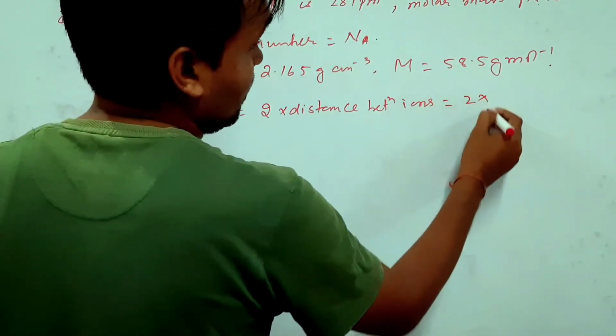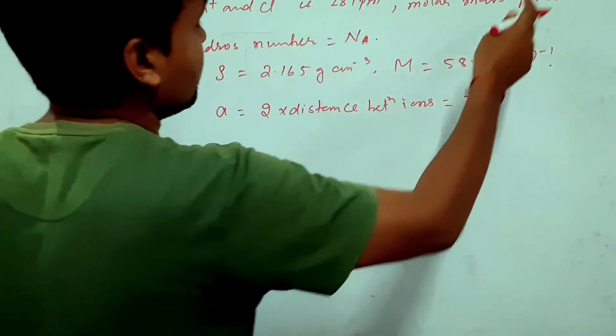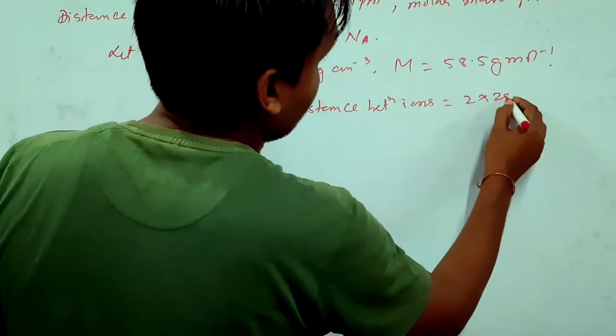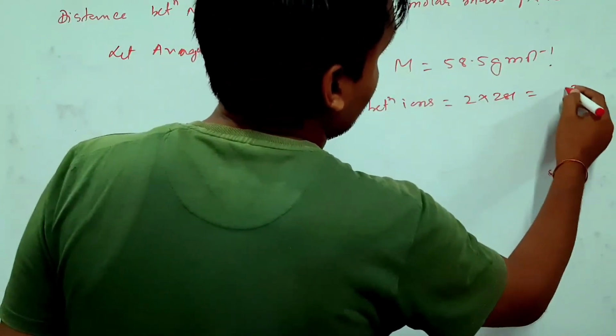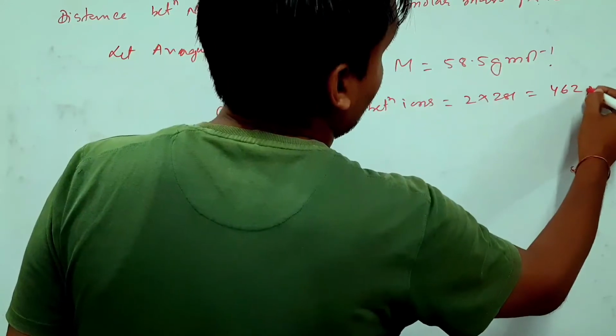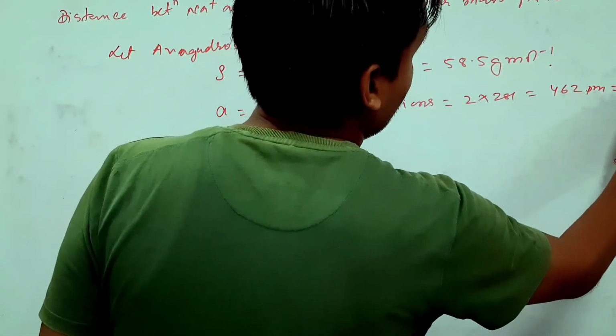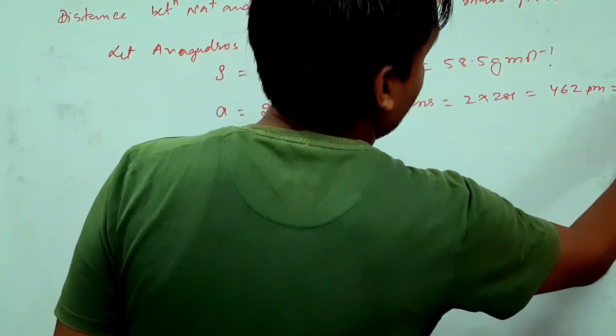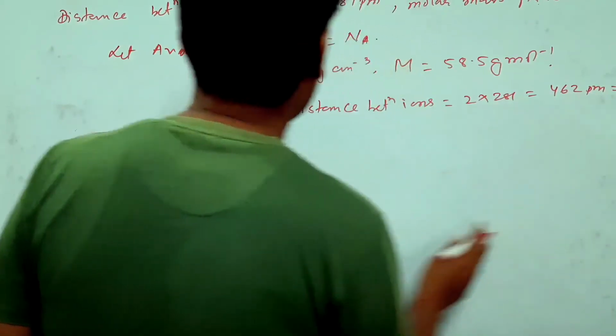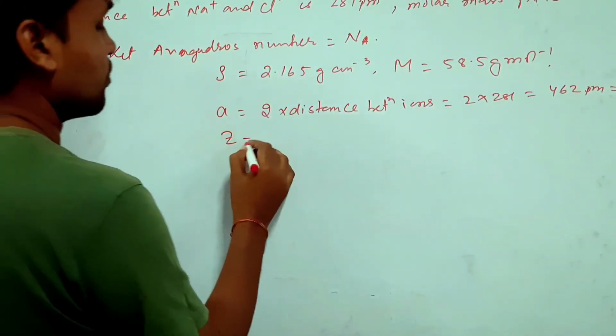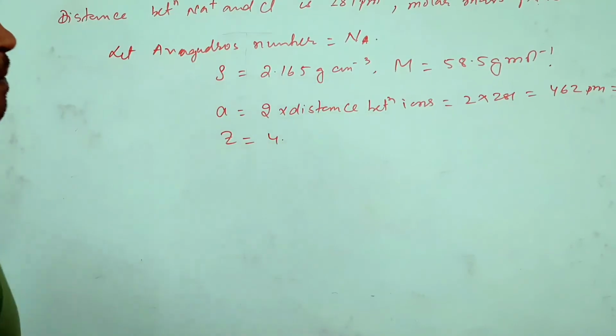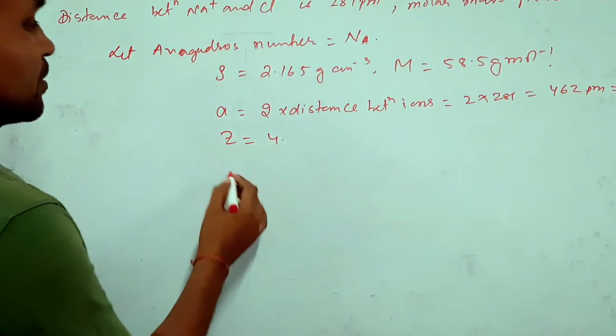So 2 into the distance between the ions, which is 281. So it will be 562 picometer, which if you change, is 562 into 10 to the power minus 10 centimeter. Now here Z will be equal to 4. Got it, dear students?